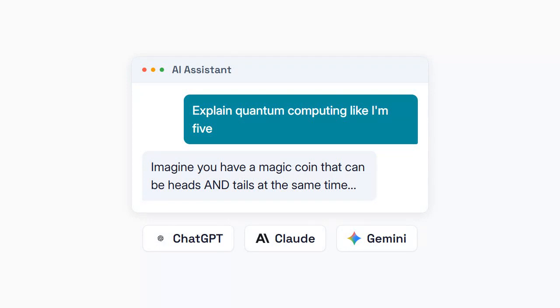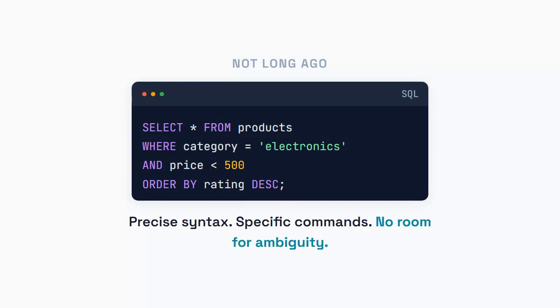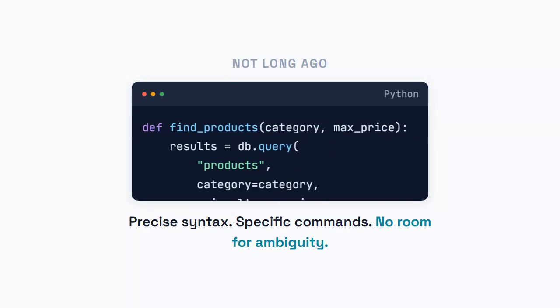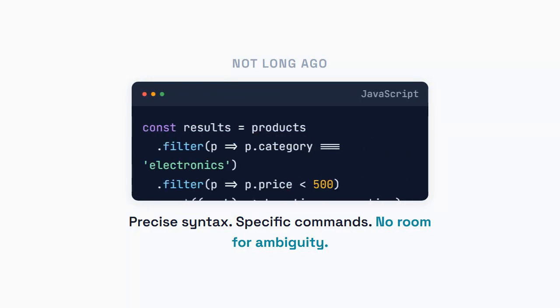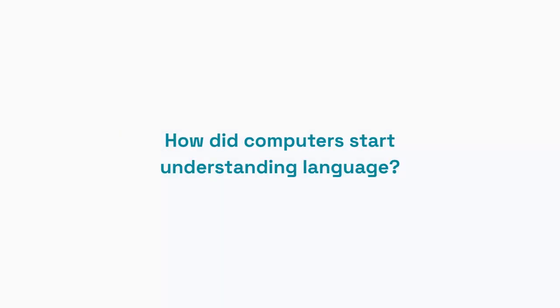You talk to AI every day now. ChatGPT, Claude, Gemini, you ask a question in plain English and it just answers. Not long ago, this was impossible. Computers needed code, precise syntax, specific commands. So what changed? How did computers start understanding language?